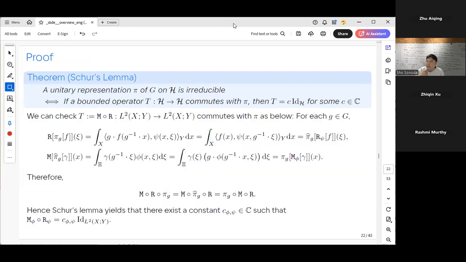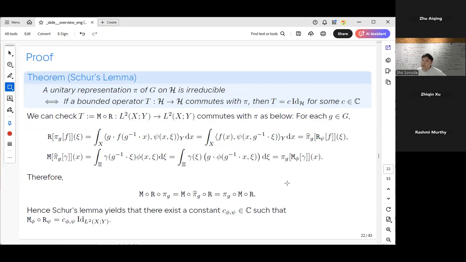And the nice thing is that the proof is very short. But if I have time, I will explain this proof. We essentially use Schur's lemma. Schur's lemma is essentially a rephrasing of irreducibility of unitary representation, and yes, we use Schur's lemma.